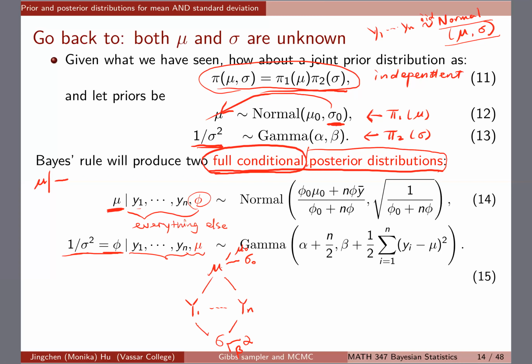So that's why you can see that sigma 0 and sigma are separate. Sigma is the standard deviation for the likelihood function, and sigma 0 is the standard deviation for the normal prior for the mean. So in order to give a prior for mu, you have to give values of mu 0 and sigma 0. And in order to give a prior for sigma, you will have to supply values of alpha and beta. So I think Jorge's question is great.